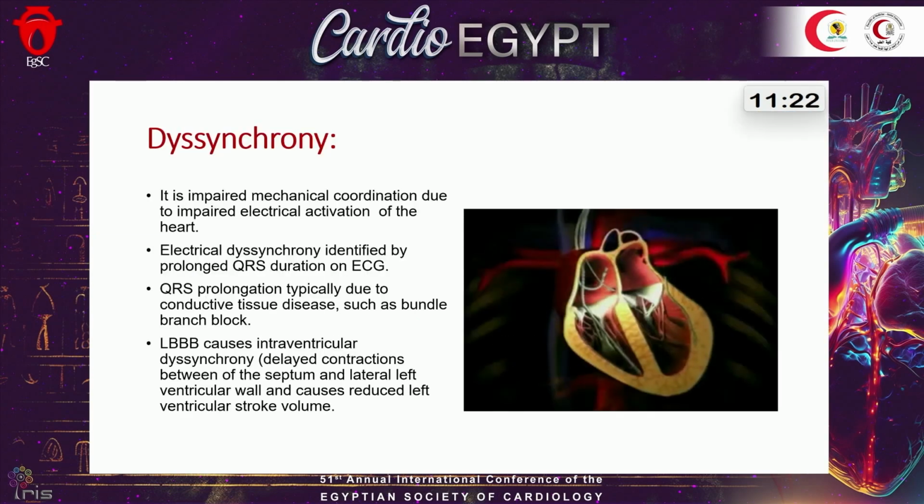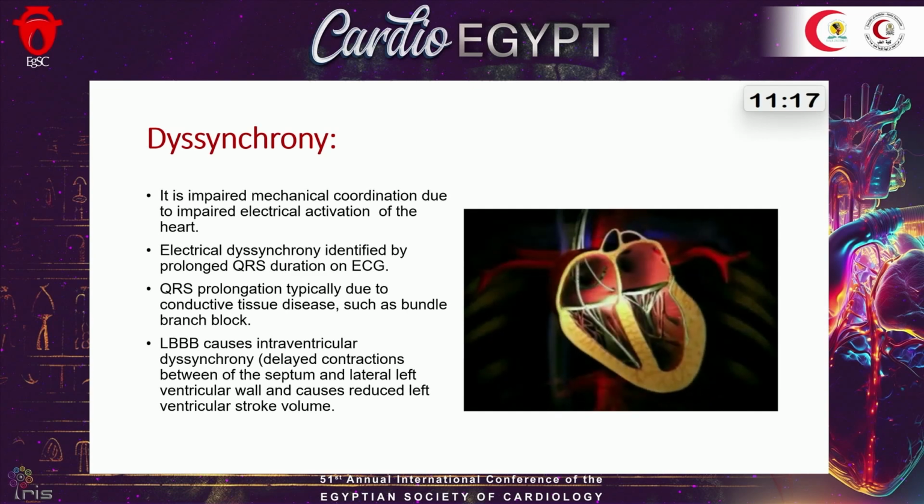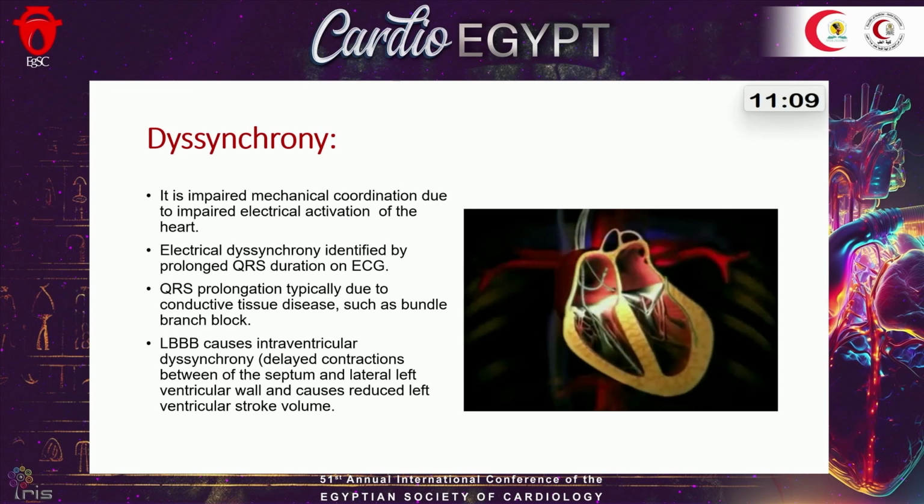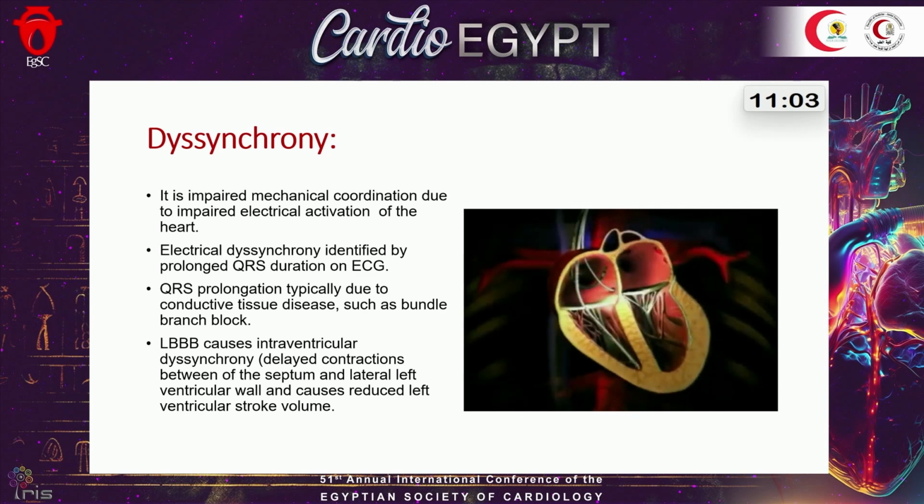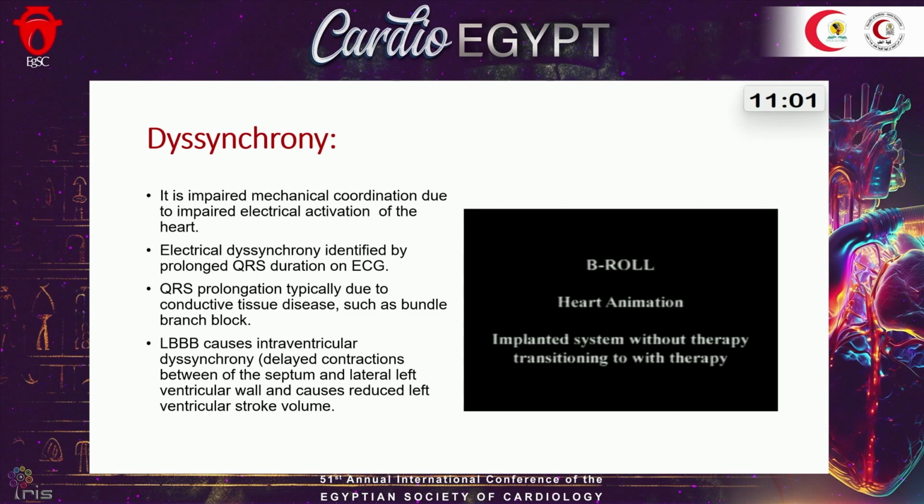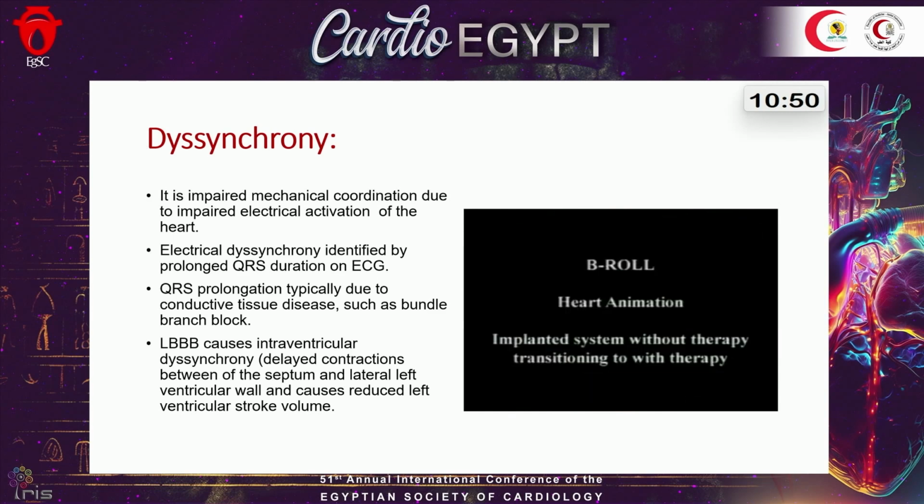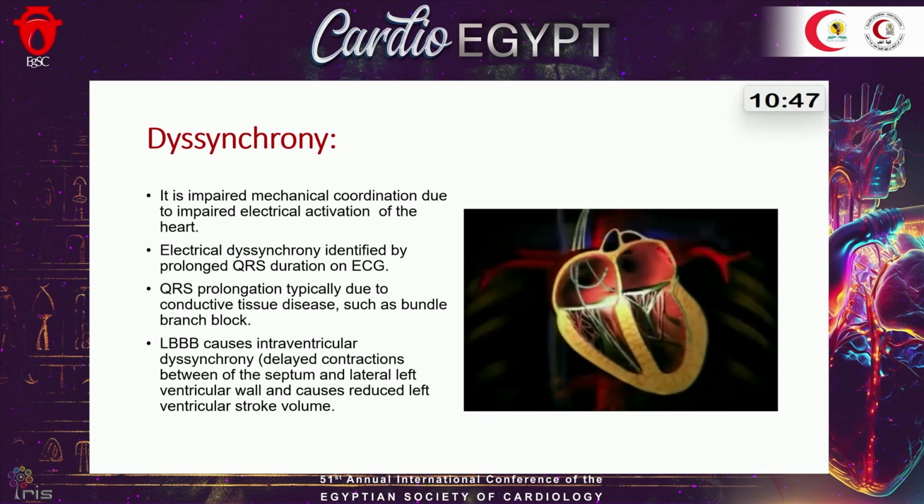First of all, I would like to mention what dyssynchrony is. As mentioned by Dr. Mohammed Baha, it is an impaired mechanical coordination between the cardiac chambers due to impaired electrical activation of the heart. Electrical dyssynchrony is usually identified by a wide QRS complex on ECG, and typically occurs due to associated conduction disease like bundle branch block. One of these causes is left bundle branch block, which causes intraventricular dyssynchrony, a delayed contraction between the septum and the lateral wall of the left ventricle, which causes a reduction in stroke volume and cardiac output.